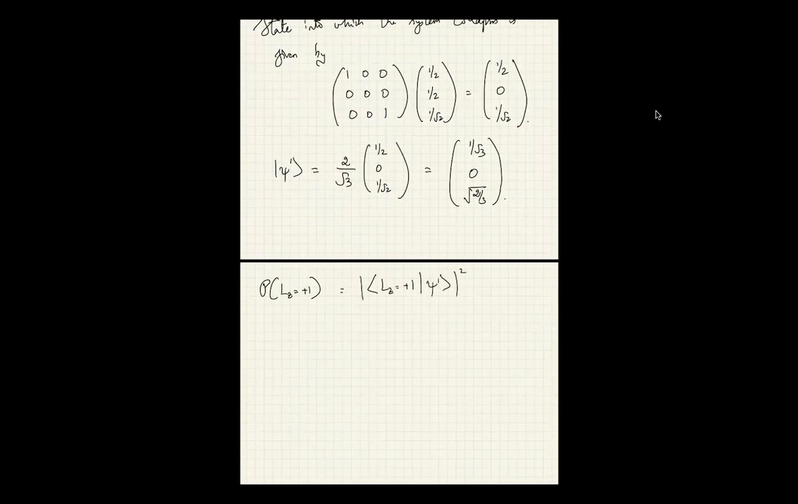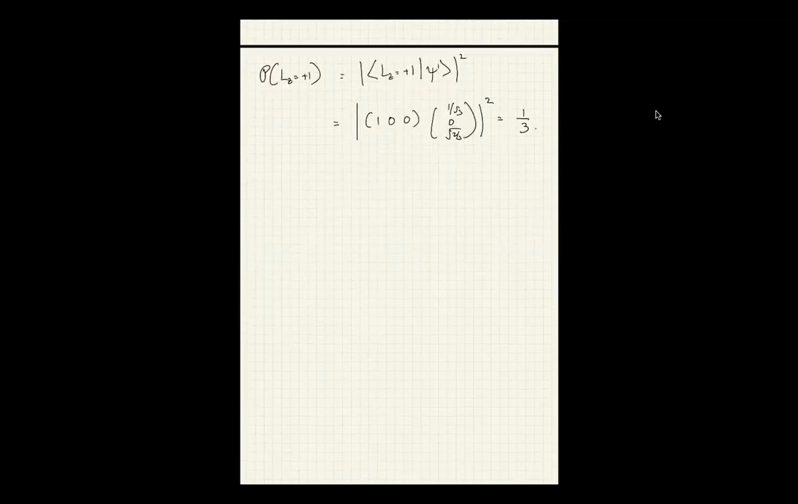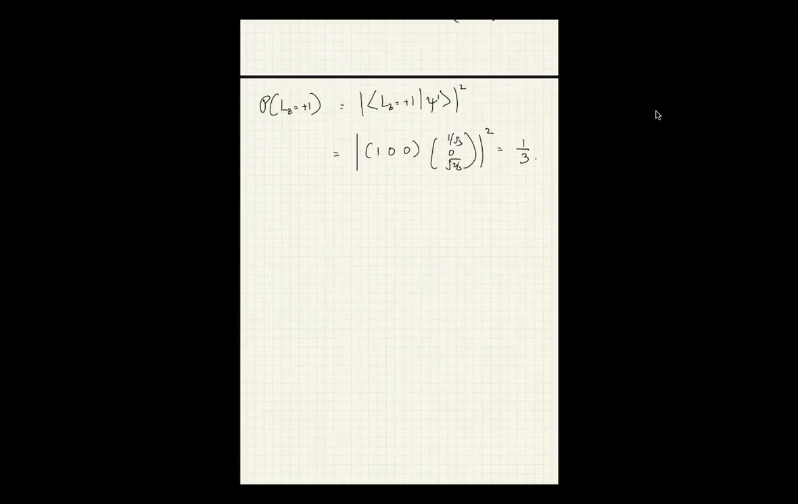mod square. So this is equal to: the LZ equal to plus 1 state is 1, 0, 0, and this state is 1 over root 3, 0, square root of 2 over 3, mod square. So this will be 1/3. So there is a 33% chance that I'm going to get LZ equal to plus 1, and the probability of getting LZ equal to minus 1 is 0, 0, 1 with 1 over root 3, 0, square root of 2 over 3, mod square. So there's a 2/3 probability of getting LZ equal to minus 1.